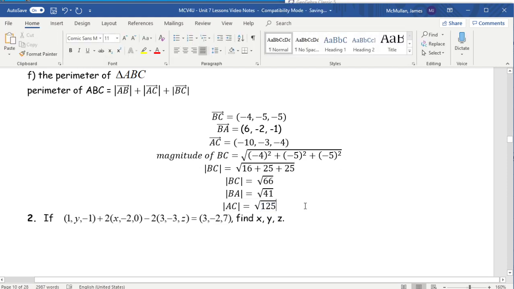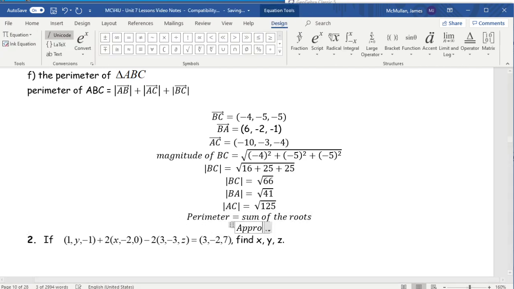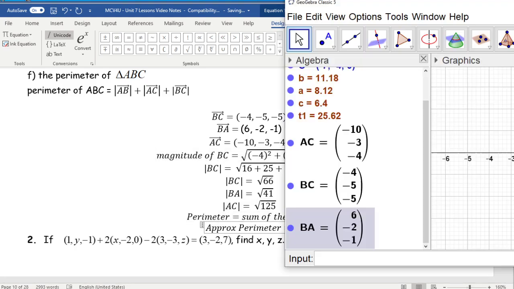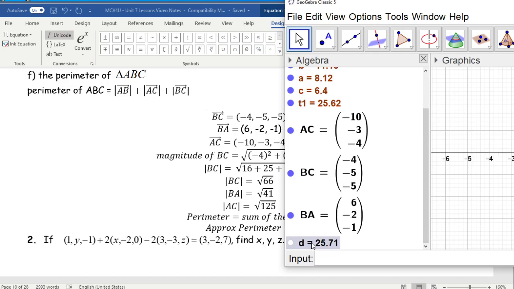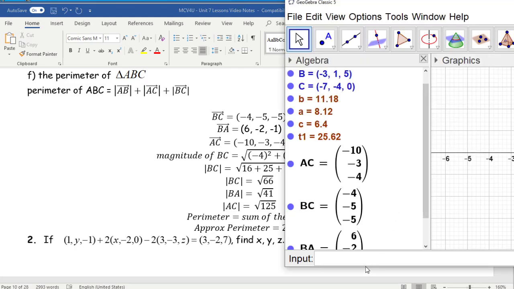And so the perimeter of this triangle is just equal to those 3 roots added together, the sum of the roots. So the approximate perimeter, let's say we were typing it into D2L for our answer, we would just go square root 66 plus square root 41 plus square root 125, and we get the answer 25.71. Okay, again, you also have the option on GeoGebra.